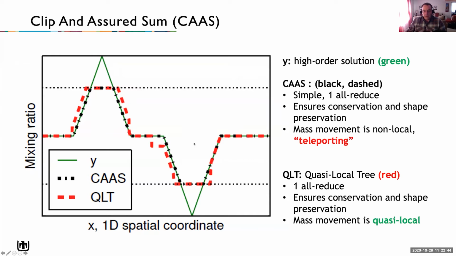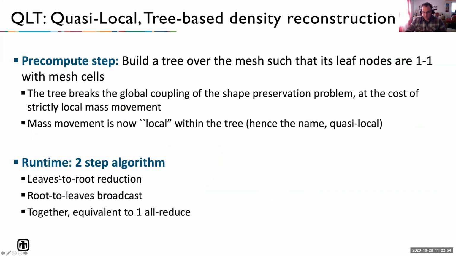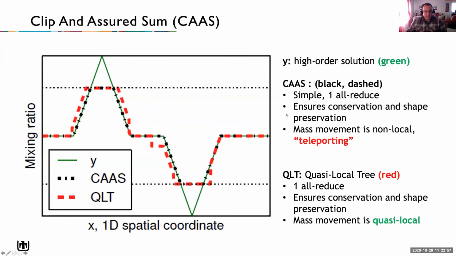What we have developed is what we call a quasi-local tree method that is also a one all-reduce problem that ensures conservation and preservation, but the mass movement is quasi-local. Oops, sorry. So the QuILT solution to this problem is shown in red. So you can see that this triangle's mass gets moved only locally near where its peak was originally. And the zeros are maintained pretty well also. So this triangle gets sent in the same way.